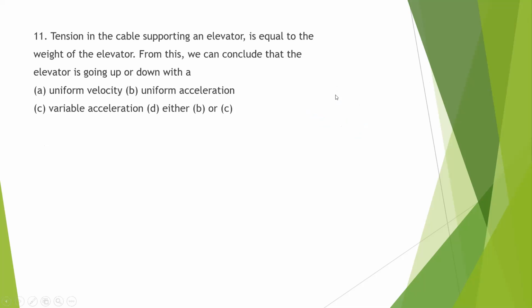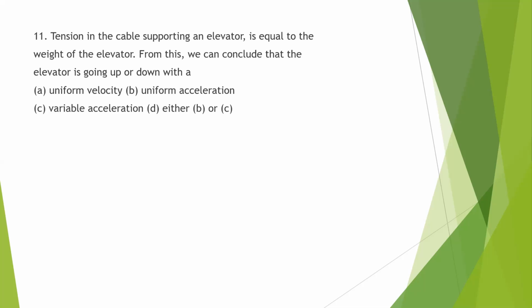Next question, 11th question. Tension in the cable supporting an elevator is equal to the weight of the elevator. From this, we can conclude that the elevator is going up or down with A.